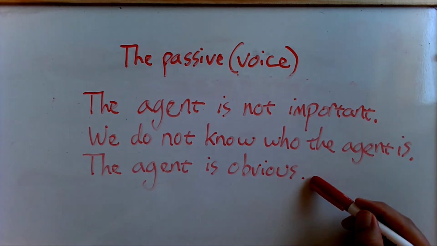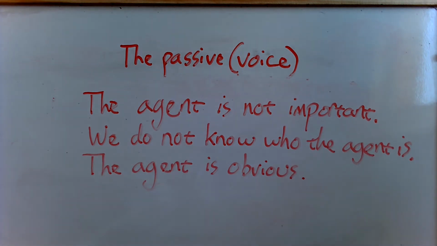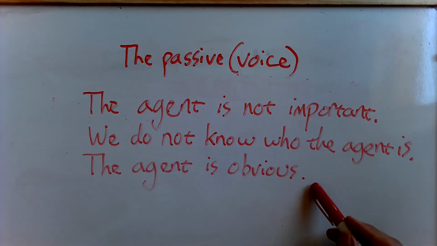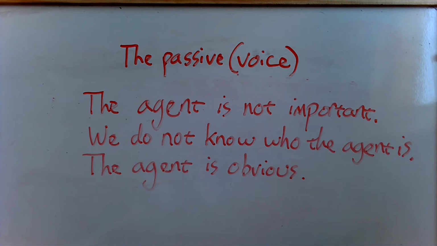Or if the agent is obvious, this house was built in 1966. This house was built in 1966 by builders. It's obvious that builders build houses.